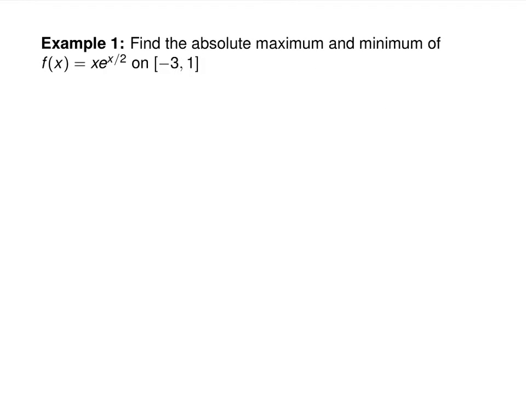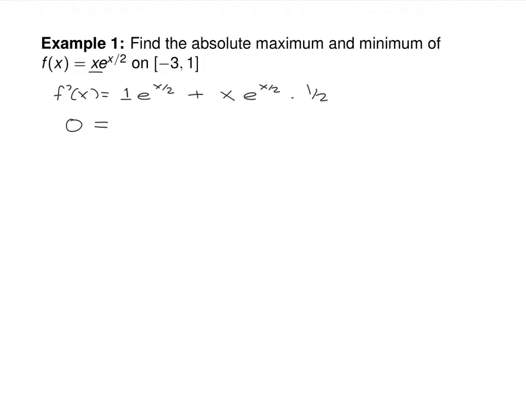Find the absolute max and min of this function on the interval from -3 to 1. So what rule do you have to use to take the derivative of f? The product rule, yes. So first you differentiate x. Its derivative is 1, right? So 1 e to the x over 2 plus x e to the x over 2 times 1/2.